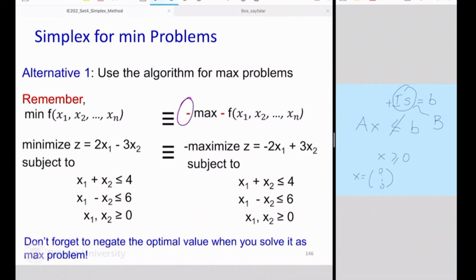Does it make sense? So if you just want to remember everything in terms of maximization, think about that LP on the left-hand side as a minimization problem, negate the objective function, and remember to negate the actual value of the optimal solution to get the optimal solution of the minimization problem. That's alternative number one. It's one of your options. And do not forget to negate is the keyword here.